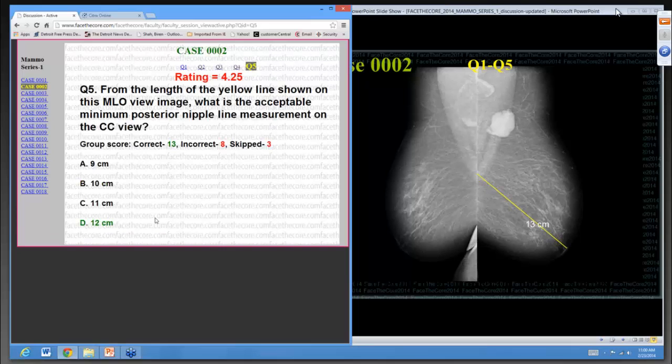Question five, from the length of the yellow line shown on this MLO view image, what is the acceptable minimal posterior nipple line measurement on the CC view? We have 13 centimeters that was drawn. The posterior nipple line describes an imaginary line drawn from the nipple to the pectoralis muscle or the film edge and perpendicular to the pectoralis muscle. In an adequately exposed breast, the measurement difference of this line between the MLO and the craniocaudal view should not exceed more than 1 centimeter. So in this case, the correct answer would be 12 centimeters.